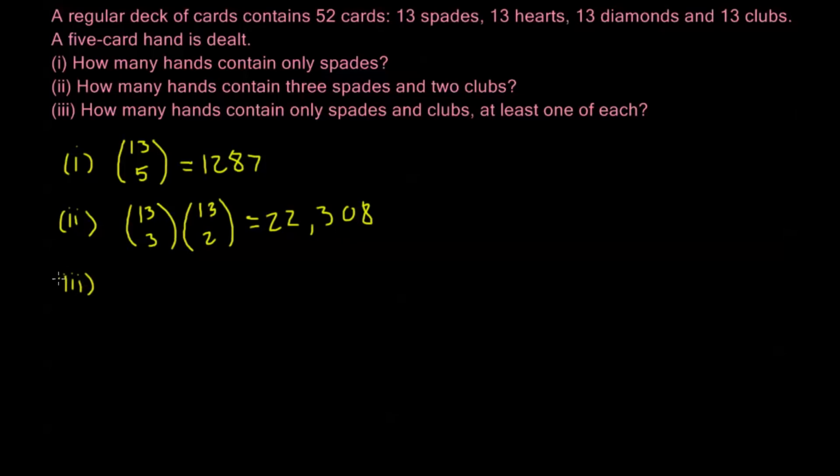Now for this last part, we need to break this up a little bit so it looks more like part 2. Part 3 says how many hands contain only spades and clubs, at least 1 of each. So anywhere from 1 to 4 of each.